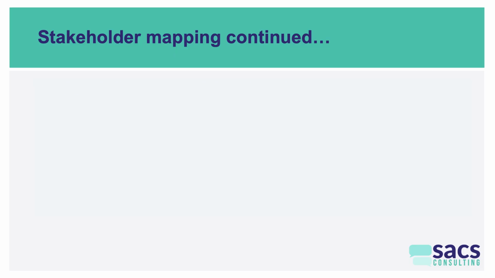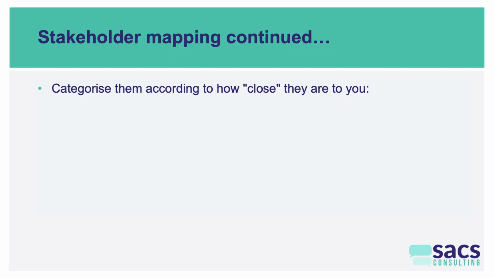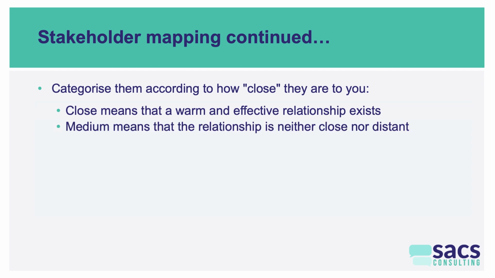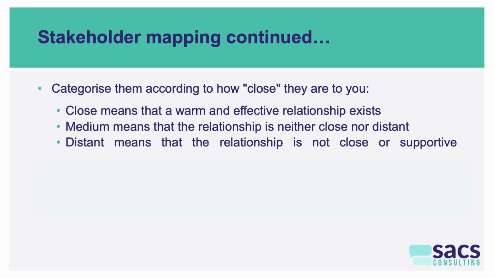Then you consider how close they are to you. Close means that a warm and effective relationship exists. Medium means that the relationship is neither close nor distant. Distant means that the relationship is not close or supportive. And I think that a really pragmatic way of deciding close or distant is if you ask them to do something, would they do it?